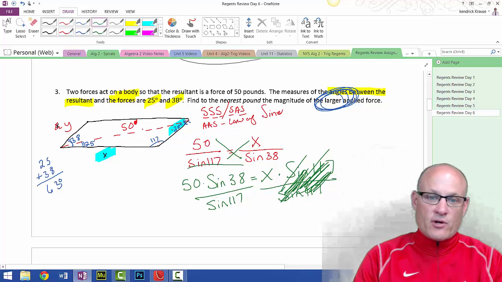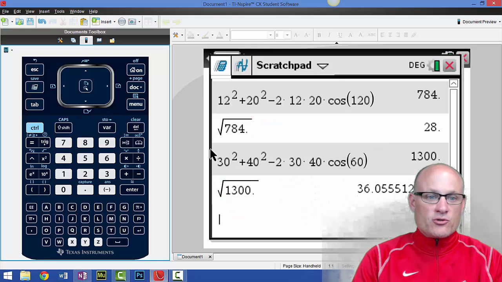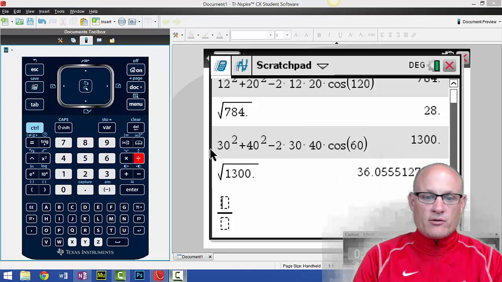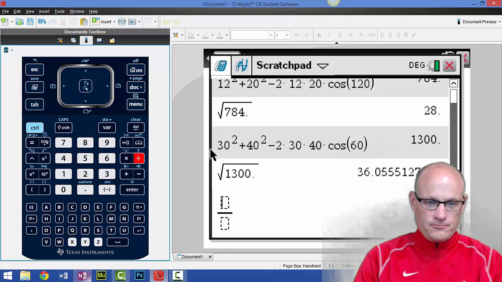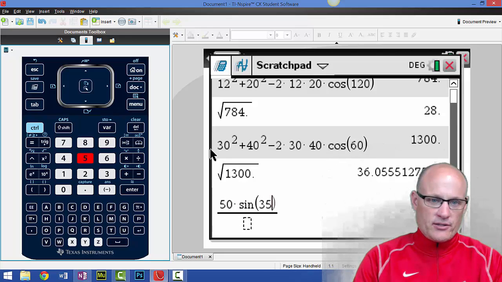Okay, so this stuff right here, we're going to type into our calculator. So, control division. 50 times the sine of 38, all over the sine of 117.